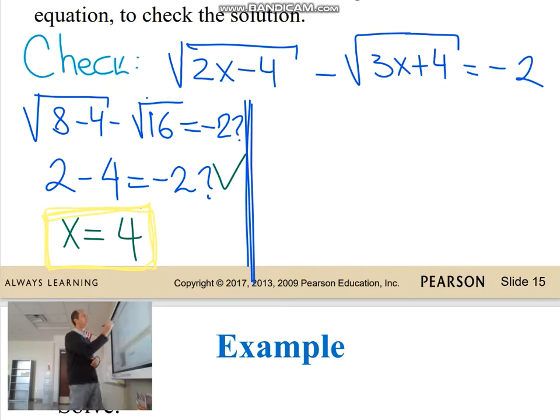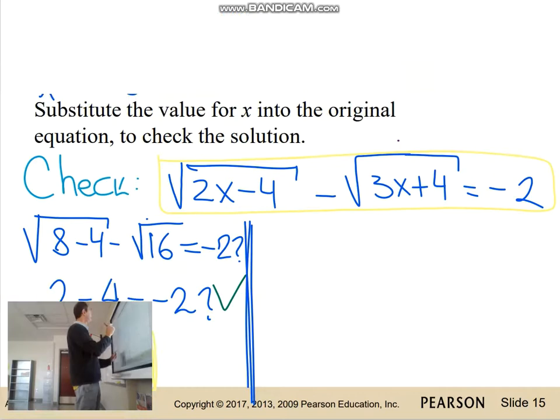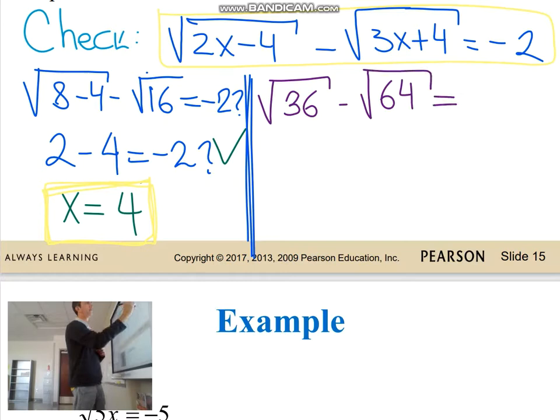Now let's check the other possible solution. The other possible solution is x equals 20. Let's check it out. 2 times 20 is 40, 40 minus 4 is 36, right? And 3 times 20 is 60, 60 plus 4 is 64. Let's check if this equals negative 2, we still don't know.